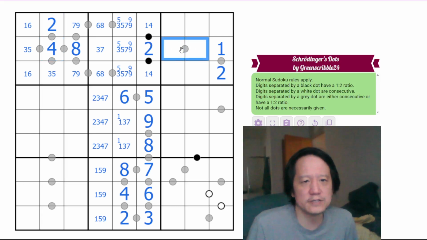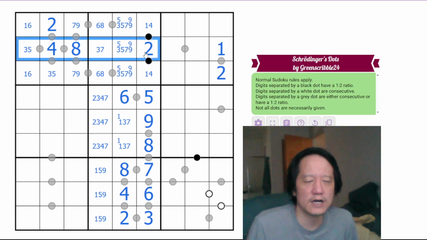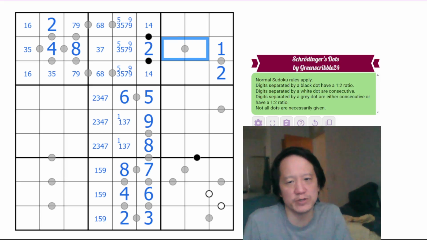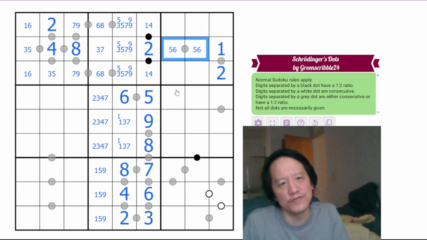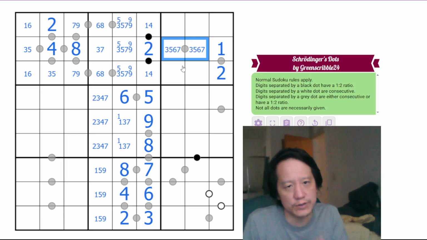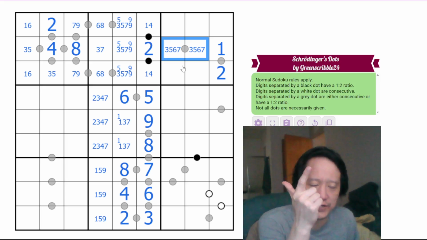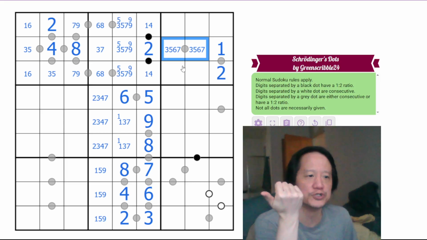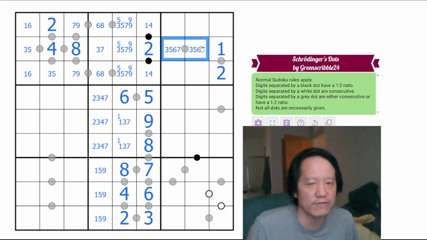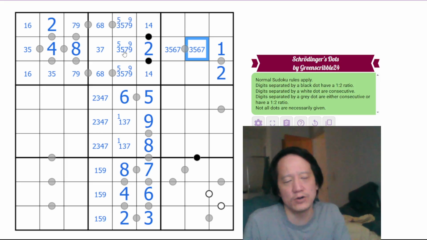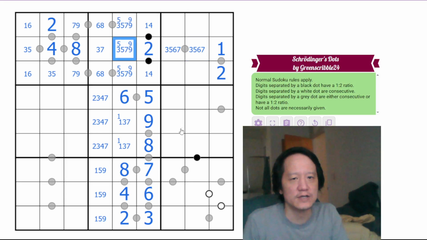What are the remaining digits here? What don't we have? We don't have a 6 in row 2. So the 6 must be here. It's in a relationship with 5 or 7 or 3, because it's consecutive with 5 or 7, and it's in a 1 to 2 ratio with 3. Therefore, we have a 3, 5, 6, 7 quadruplet in row 2, which eliminates 3, 5, 6, 7 in the rest of the row. So this can't be 3, 5, or 7. So this is 9, which means none of these can be 9.